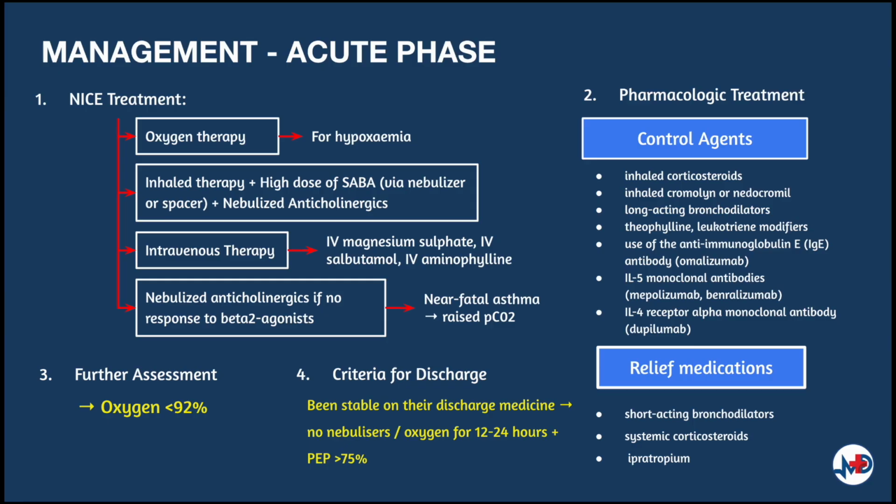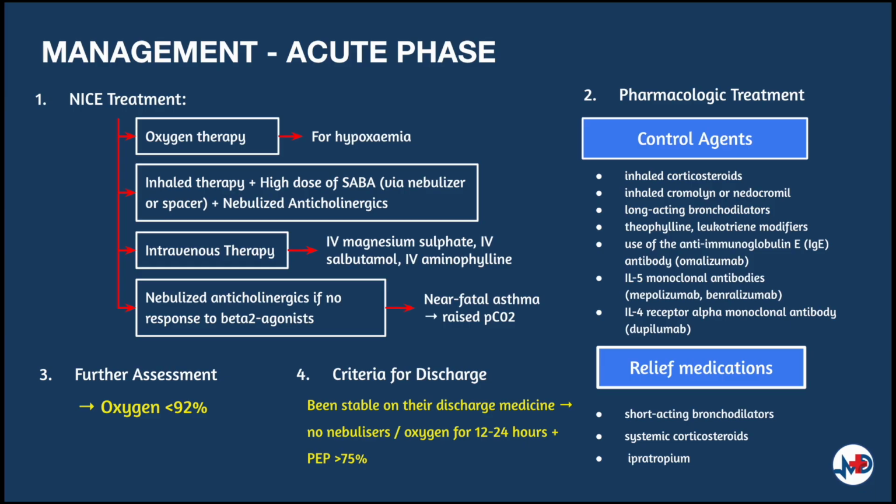Other admission criteria include a previous near-fatal asthma attack, pregnancy, an attack occurring despite already using oral corticosteroids, and presentation at night. Patients with acute severe asthma are stratified into moderate, severe, or life-threatening asthma. When it comes to oxygen therapy, patients are given oxygen if they are hypoxemic, and it is important to start them on supplemental oxygen therapy.